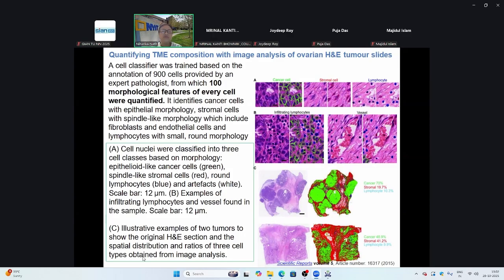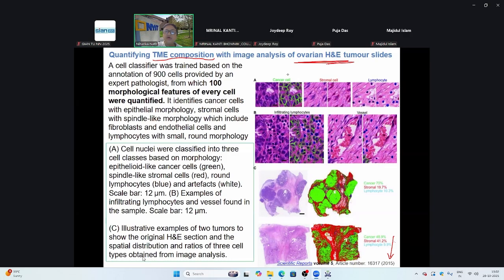And so I've made this for you. So this is a machine learning project that was done back in 2015. If you see at the bottom here, 2015, I took it from that paper, and they quantified the TME composition, all the cells in the TME. I showed you about 10, 15 different kinds of cells. And they did this in ovarian cancer with H&E stain. Remember the H&E stain from yesterday?